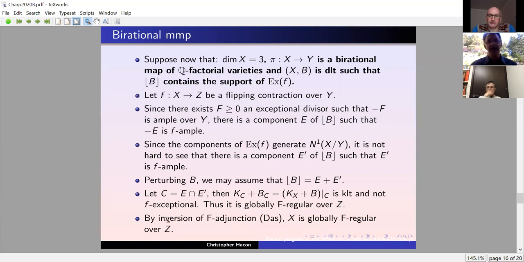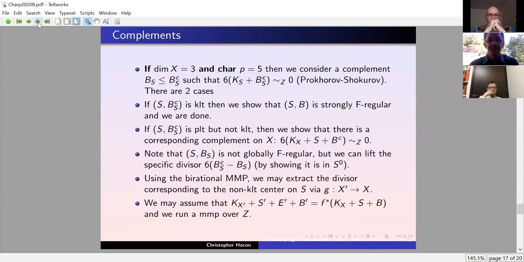But now, by these inversion of adjunction results that I mentioned, it follows that X itself is globally F-regular over Z, and then we can apply the result with Cheng Yang, the original result for existence of flips for free folds. And, you know, of course there are technical details that I'm hiding under the rug, but this is the main idea. And this looks way too easy. So it's maybe not so surprising that it could hold even in dimension 4.